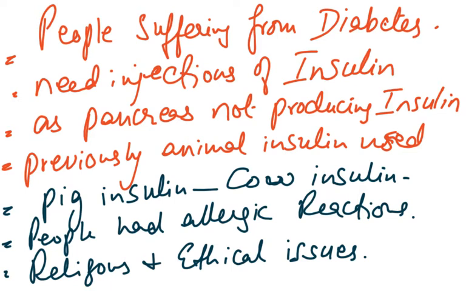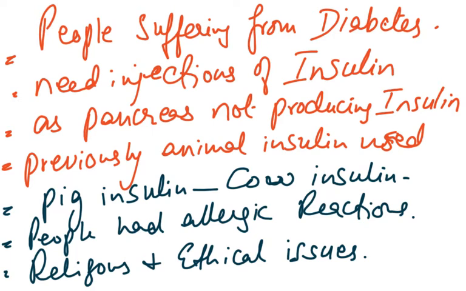Why? Because their pancreas does not produce insulin. You remember there are the islets of Langerhans, and in those there are special cells which produce insulin, which are called the beta cells. Now, in the years before genetic engineering, we used to use animal insulin. So we had to slaughter an animal, take the pancreas out, and make an extract from the pancreas, and we used to get that animal insulin.